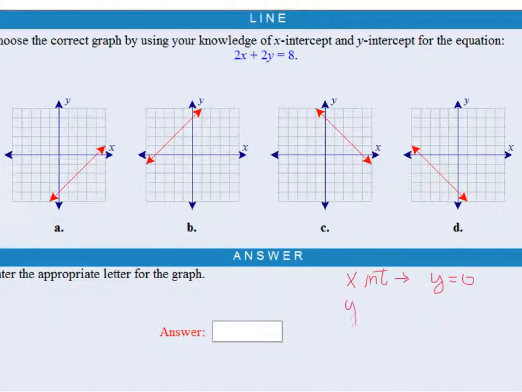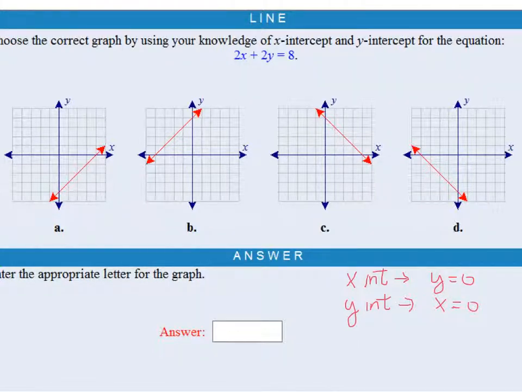To find your y-intercept, it's the other way around. Your y-intercept is right here, and since you're not left or right when you're plotting that point, then that makes your x value be 0. And that's how you find your intercepts.